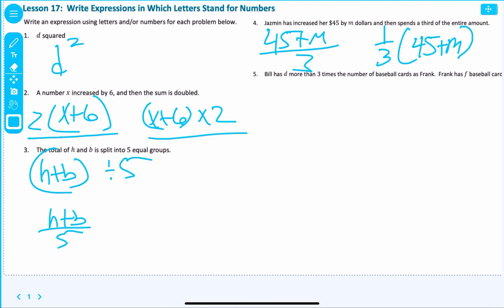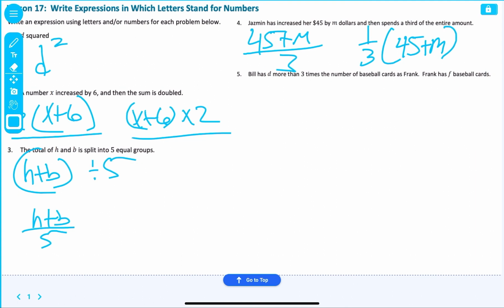Okay. All right, Simon, do 5. Bill has D more than 3 times the number of baseball cards as Frank. Frank has M baseball cards. D plus 3F. Okay, that will work. That is perfect. Or 3F plus D, right? Perfect.